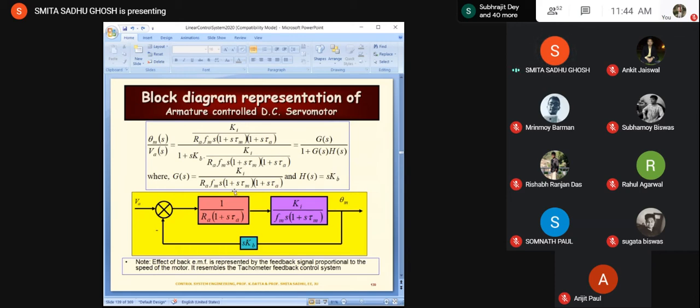So we try to draw the block diagram. We could have put it in a single block over here in the forward path, which had the transfer function G(s), and then the feedback path being taken with the feedback path transfer function as s Kb. Now that being the case, we have over here tried to break up the forward path transfer function into the electrical part and the mechanical part respectively.